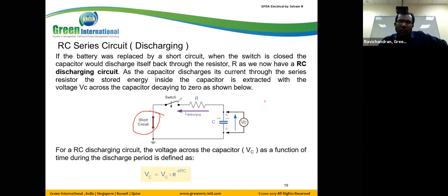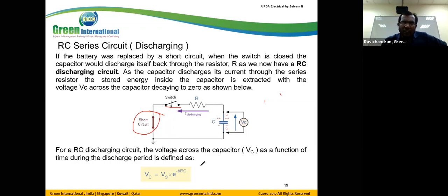If the switch is closed, the capacitor is short circuited, so it discharges the voltage through the short circuit. At that time, the entire voltage stored in the capacitor is discharged through the short circuit path. So it takes some time.